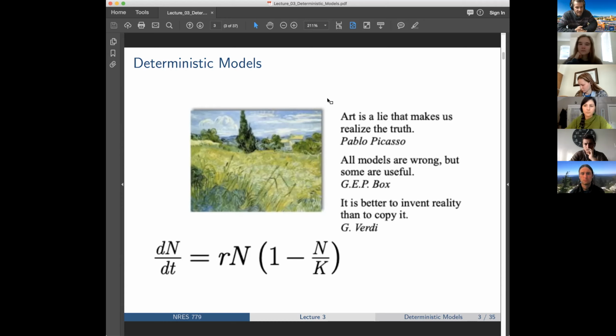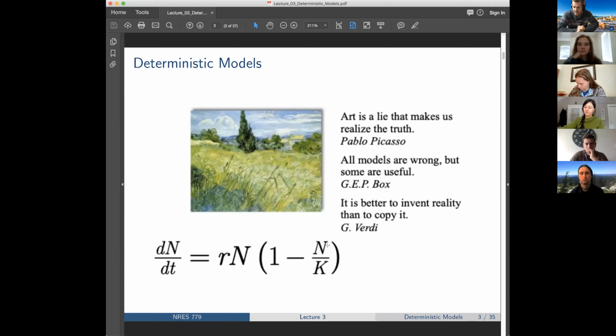So art is the lie that makes us realize the truth. Looking at these models, we're going to use those to say something useful about the system. All models are wrong, but some are useful. And then it is better to invent reality than to try and copy it, because copying it mathematically would be impossible. So here we have the change in population growth, or the logistic growth model that represents how much population changes for each time, how much N changes, dN/dt.